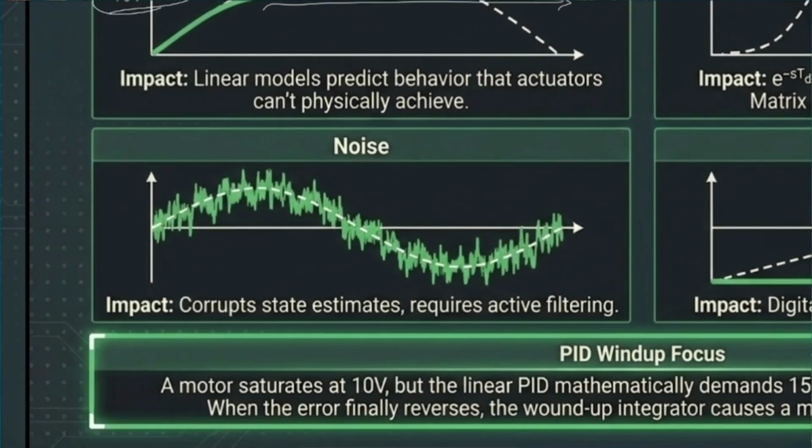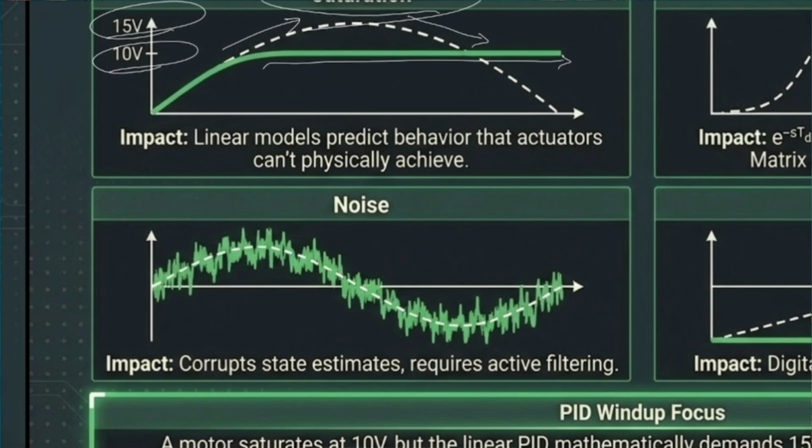Another thing that most of the time we don't consider is noise, because we assume that in our simulation system everything is ideal. We don't have that problem. Our sensors are working completely fine, but in the real world we do have noise. So that noise is going to cause us some issues.